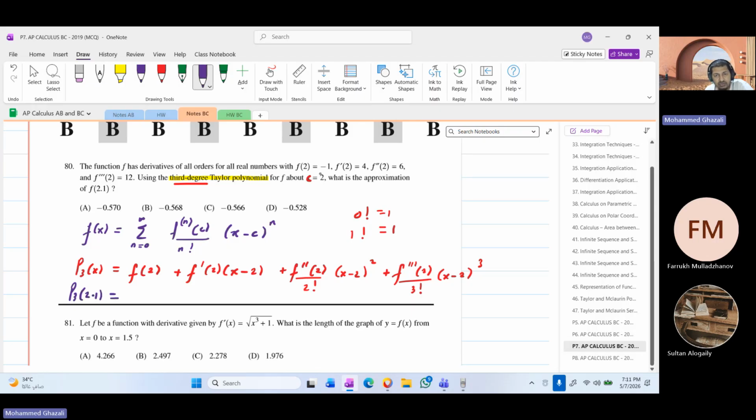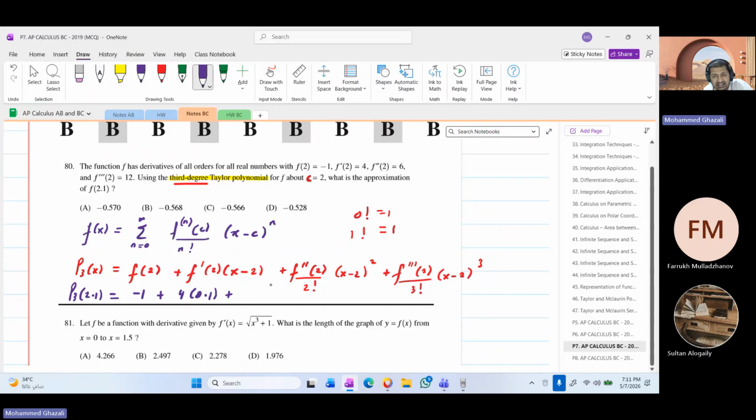What's f of 2? f of 2 is -1, plus what's f prime 2? 4, times 2.1 minus 2, which is 0.1. Plus 0.4. You're just going to put this whole thing in the calculator. Don't waste your time. Let's see the next one.